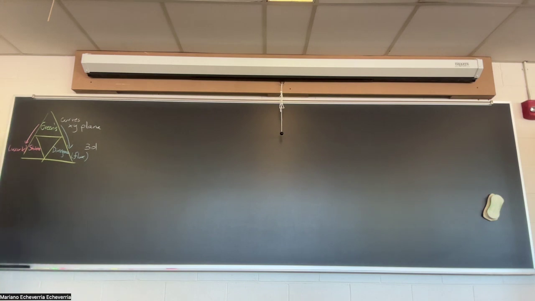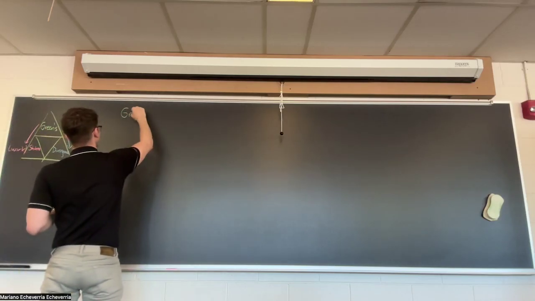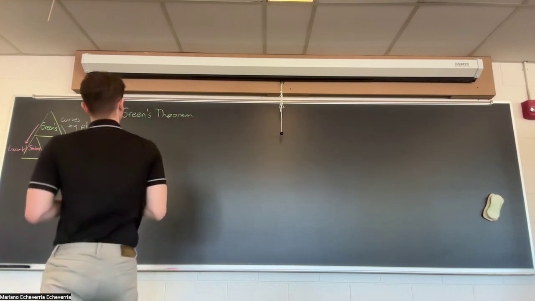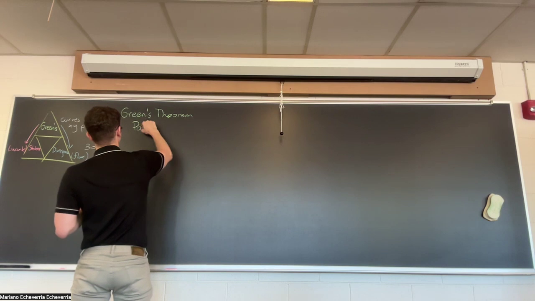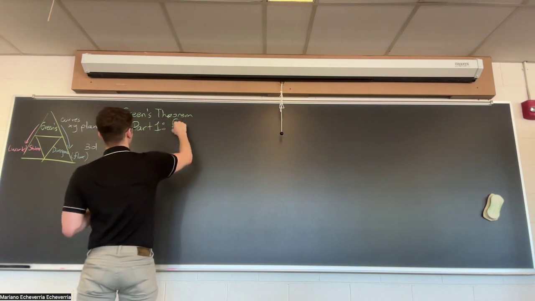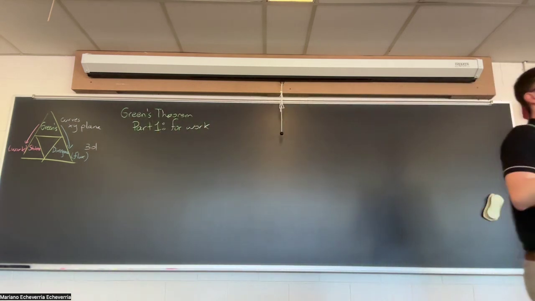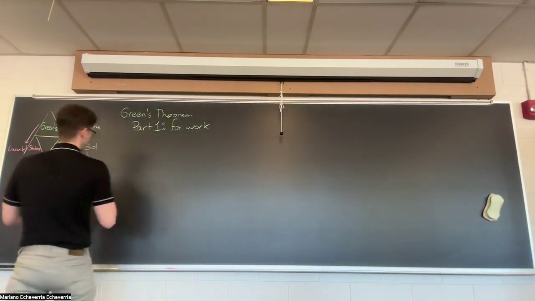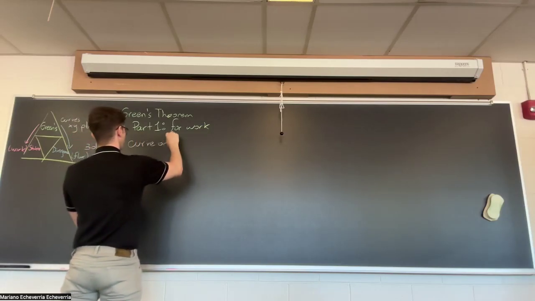Okay, so let me tell you first about Green's theorem for work. Let's start talking about Green's theorem. Let's call it part one, because there are two parts to it. Part one is for work. The idea is that now you will apply this just to curves on the xy plane. So here you'll have a curve on the xy plane, which is closed.